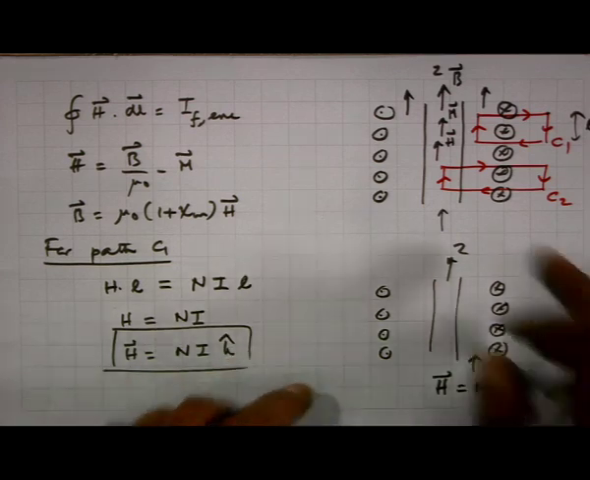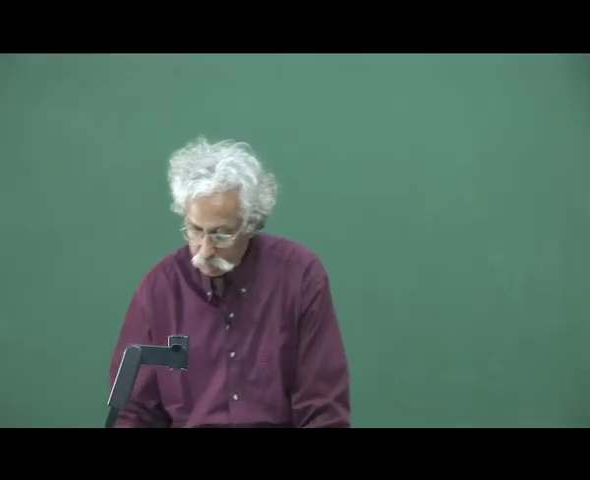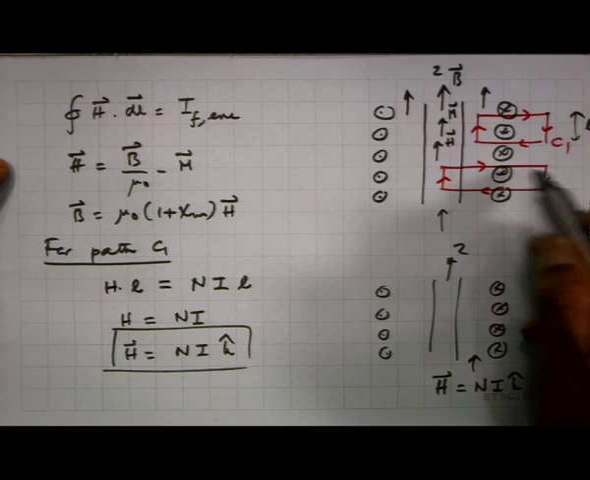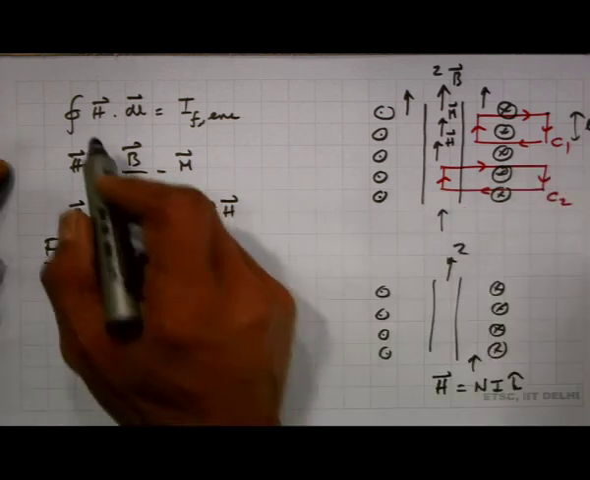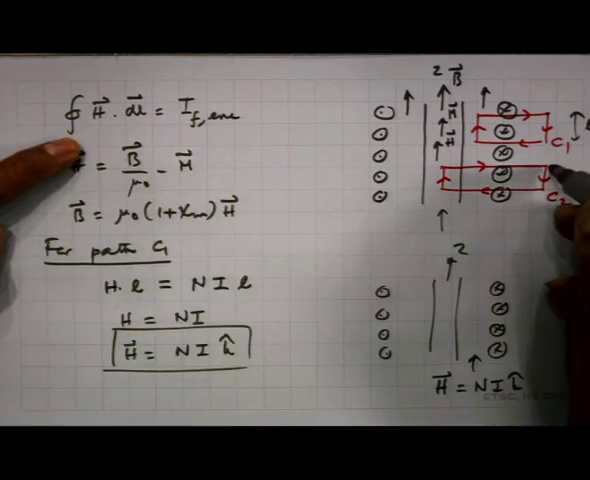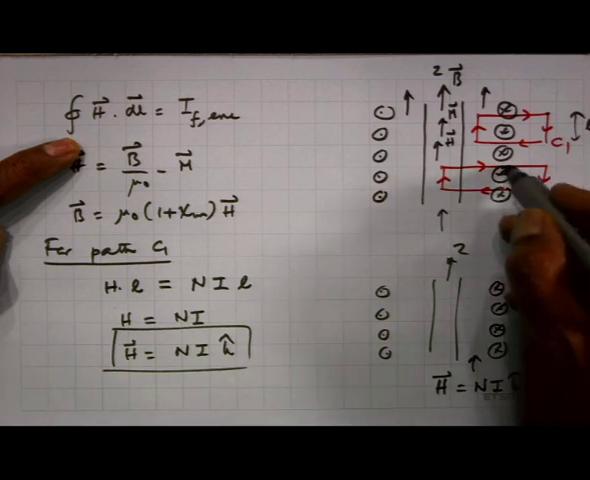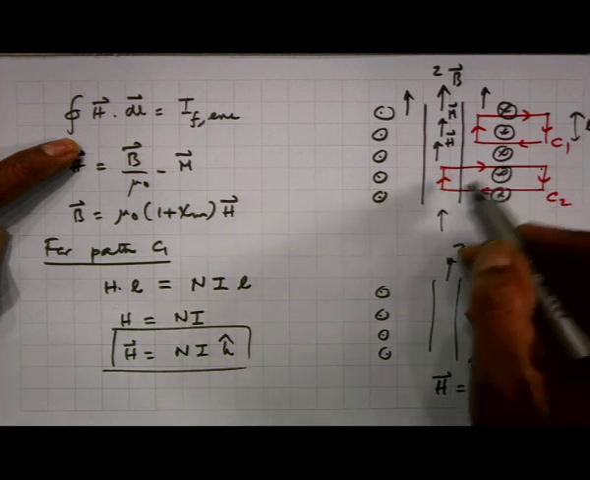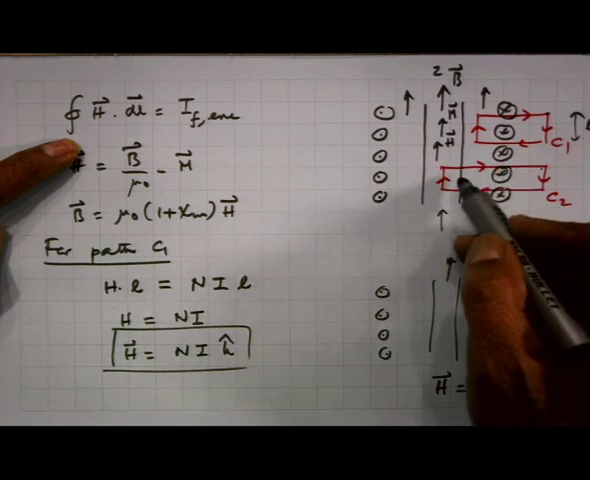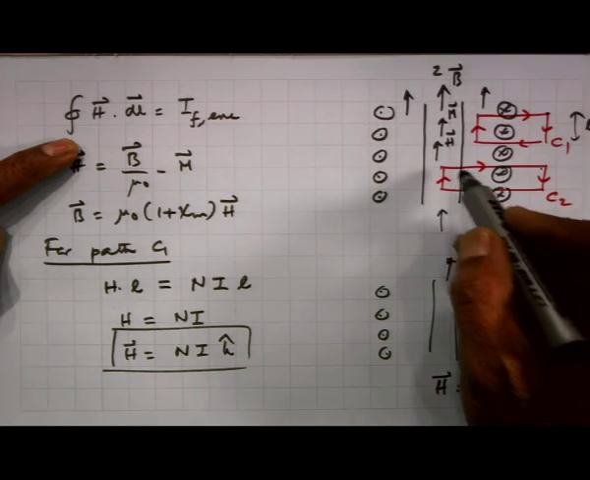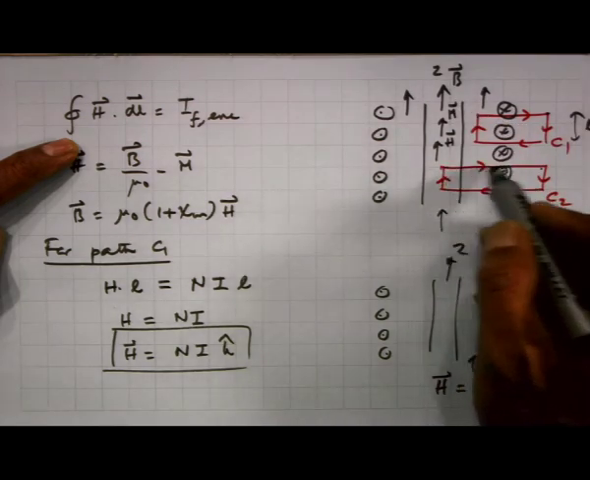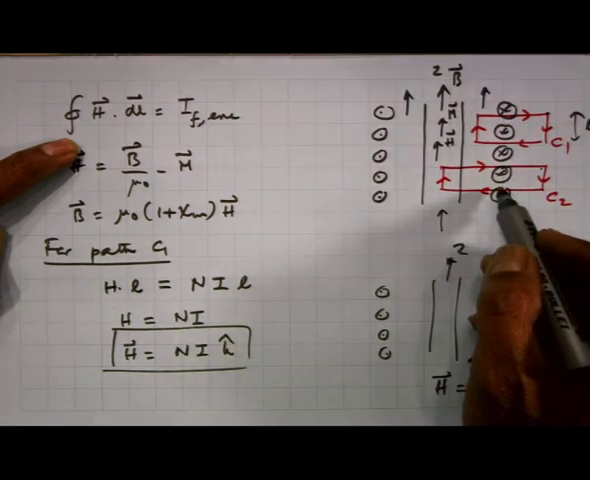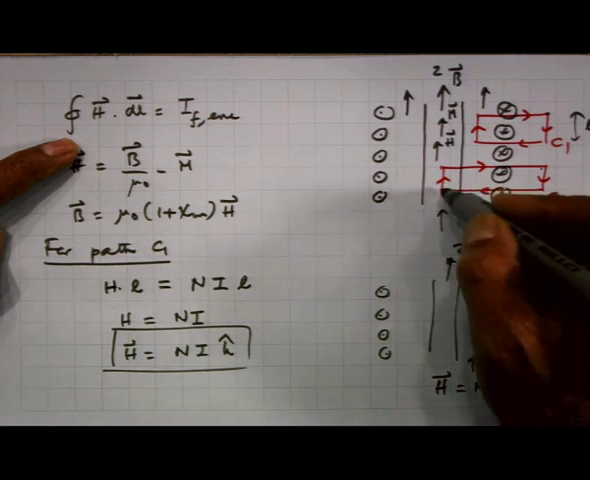Now let me calculate for path C2. Now, look here for path C2 again, I apply the same law. There is no H vector outside, so there is no contribution from here and from these two parts of the path. For these two parts of the path, the H vector, which is along the z direction, is perpendicular to the dl vector. So there is no contribution from these two paths either. So the only contribution is coming from this path.